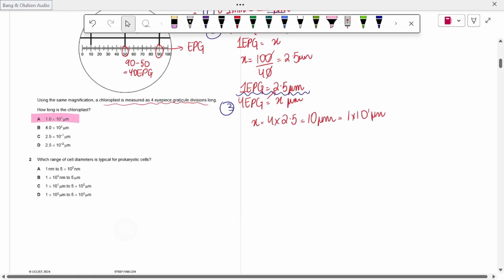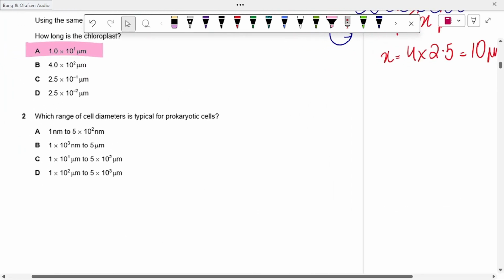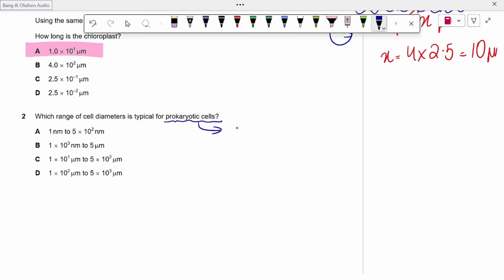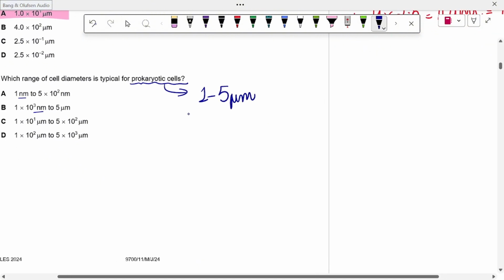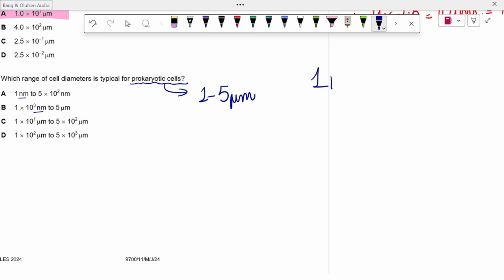Question number 2. Which range of cell diameter is typical for prokaryotic cells? This is a learning point and your prokaryotic cells are in the range of 1 to 5 micrometer. If you look at your options, इन्होंने nanometer में भी दिया हुआ है. So for our convenience, let's convert it into nanometer as well. So 1 micrometer is equal to 10 की power 3 nanometer. So we can say 1 into 10 की power 3 nanometer से लेके 5 into 10 की power 3 nanometer, ये भी हो सकती है conversion.